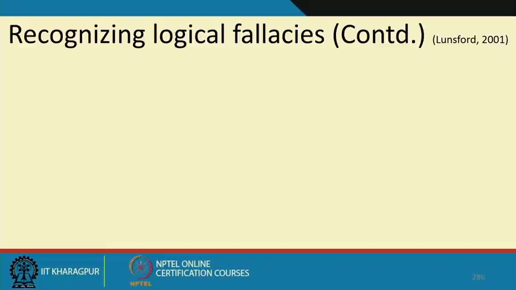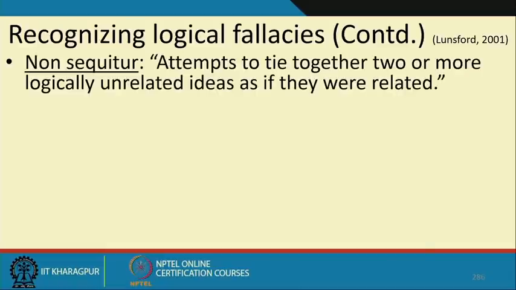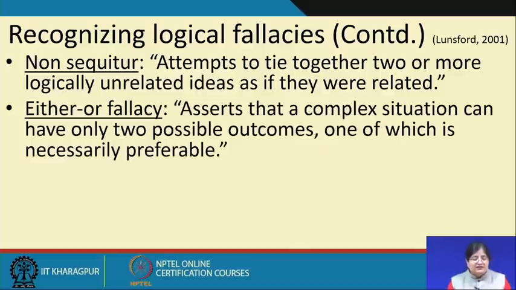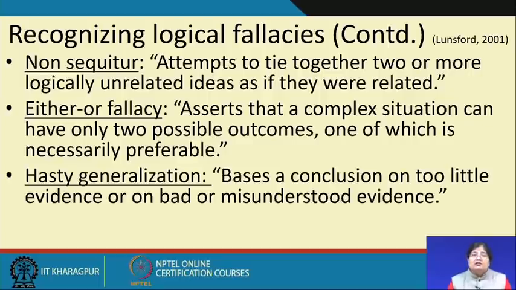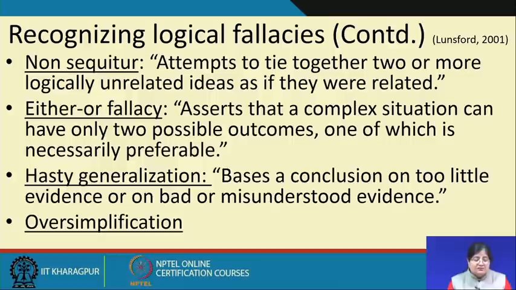Another way of recognizing logical fallacy is the non sequitur fallacy. It attempts to tie together two or more logically unrelated ideas as if they were related. Either-or fallacy asserts that a complex situation can have only two possible outcomes, one of which is necessarily preferable, and that is why more weight is being given to it. We just discussed it. Hasty generalization bases a conclusion on too little evidence or on bad or misunderstood evidence. Oversimplification, we just discussed it.